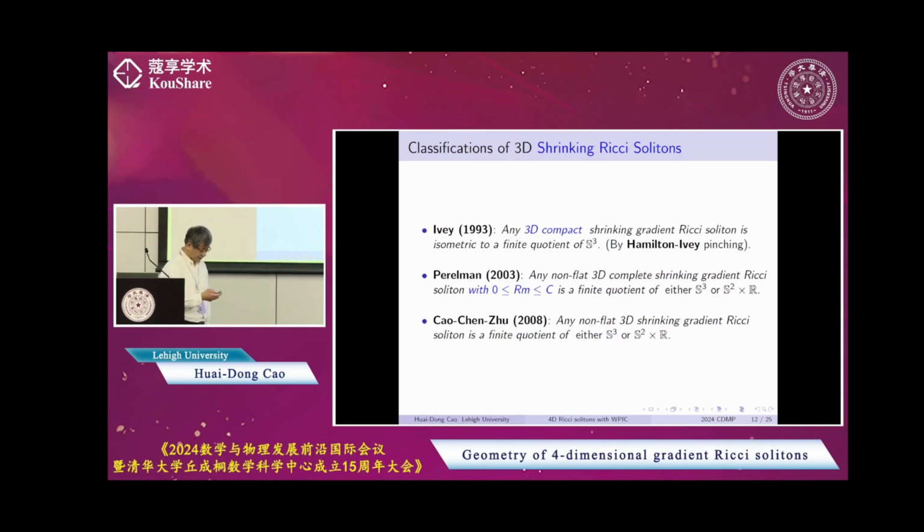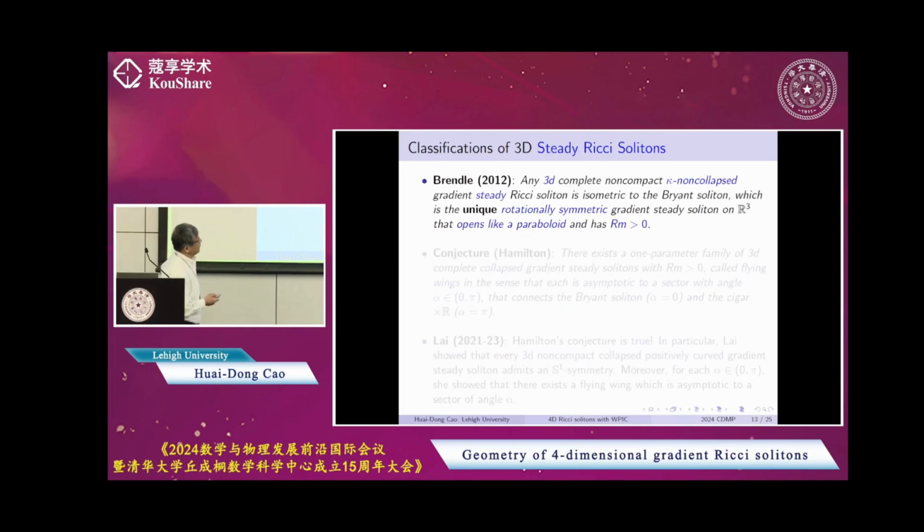Now 3D static is more subtle because that's a delicate type of singularities, the type 2. So the first classification in the 3D case for static solitons was by Simon Brendle, 2012, under the non-collapsing condition. So it proved that they have to be the Bryant soliton. So the Bryant soliton is the rotationally symmetric one defined on Rn. It has positive curvature operator or sectional curvature, essentially opens like a paraboloid. And that's the only rotationally symmetric one on Rn.